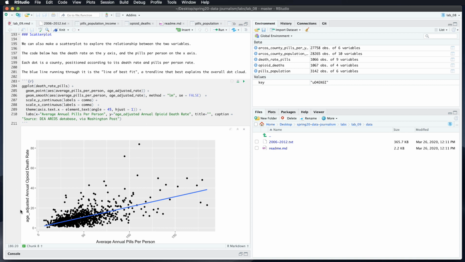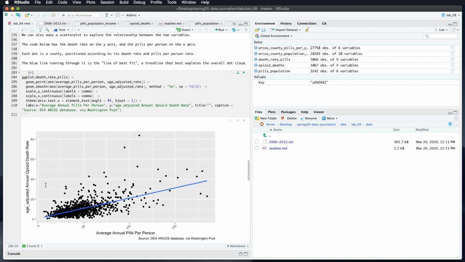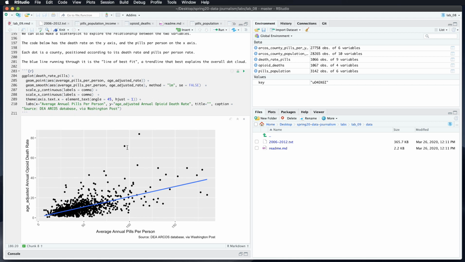So we have the death rate on the y-axis. So it goes from 0 all the way up to like 85. This is the number of deaths per 100,000 population. And on the x-axis, we have the average number of pills per person. Each one of these dots is a county. So this county got about 90 pills per person on average and had about 70 deaths per 100,000 population related to opioids.